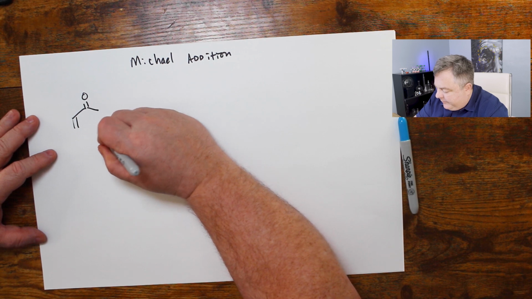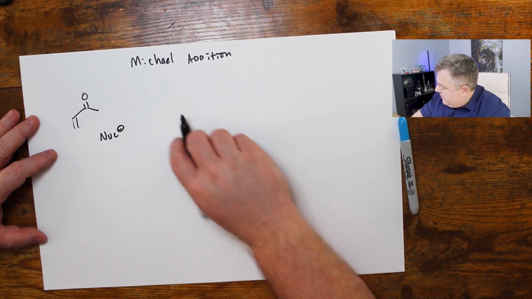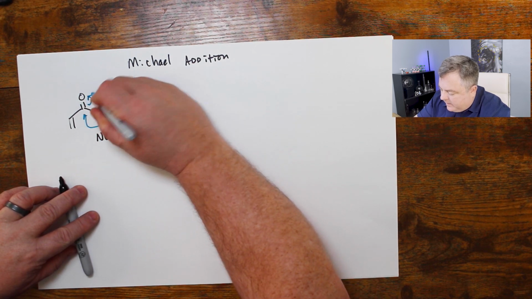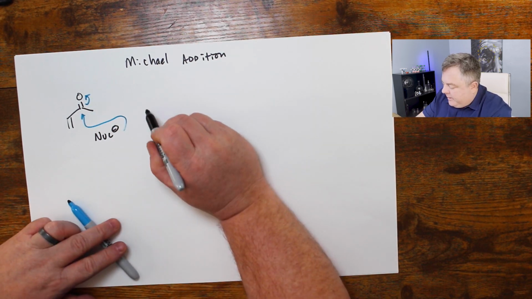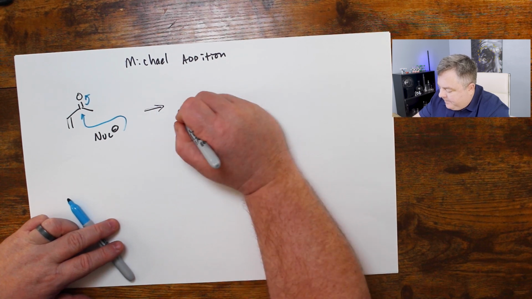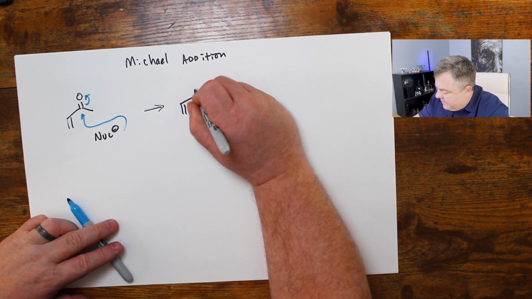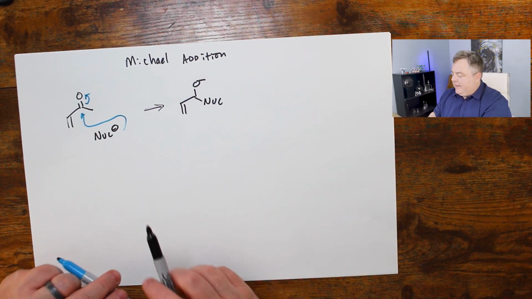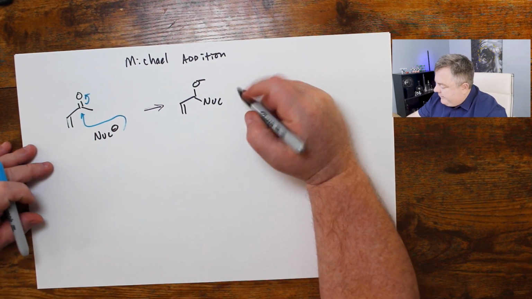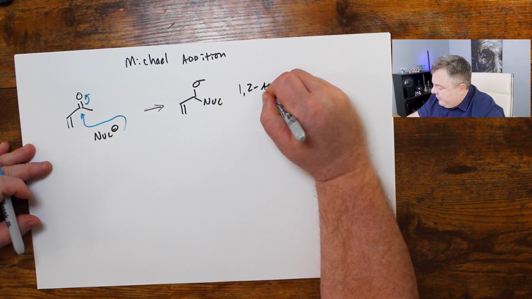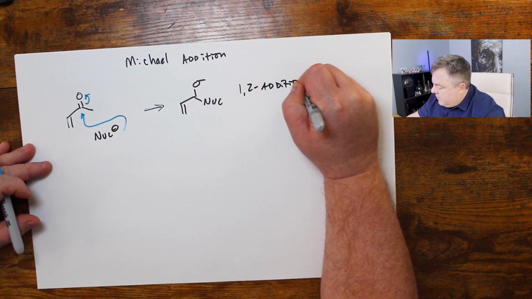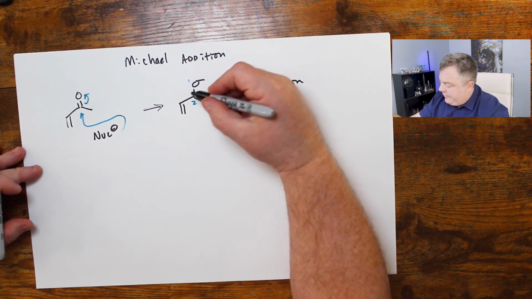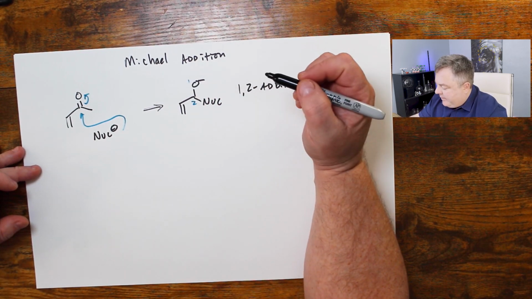We have seen previously that a nucleophile can attack a carbonyl. Electrons could go up onto the carbonyl, and the nucleophile can attack like that. We call this 1,2 addition because the nucleophile attacked carbon 2 and the negative ends up on the oxygen.